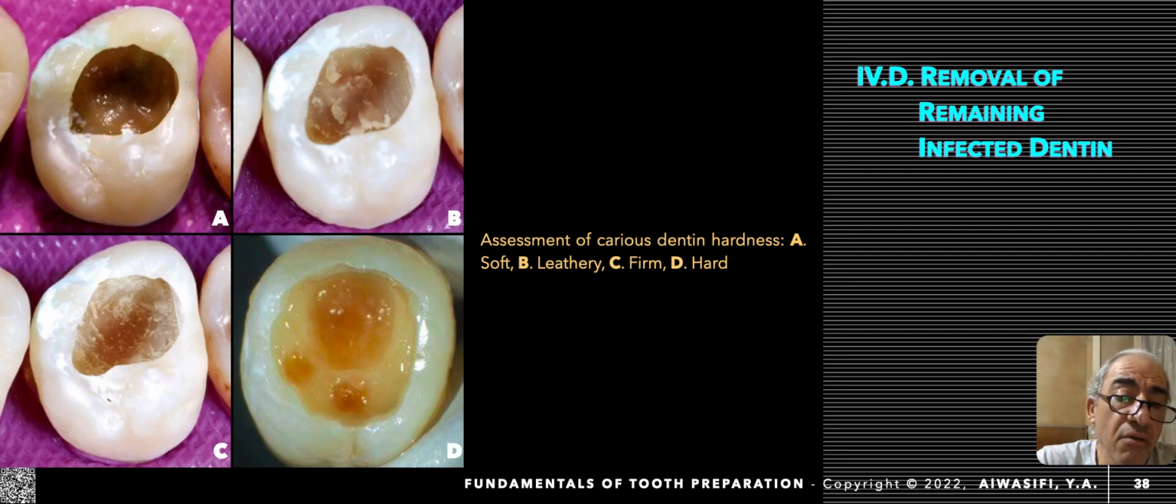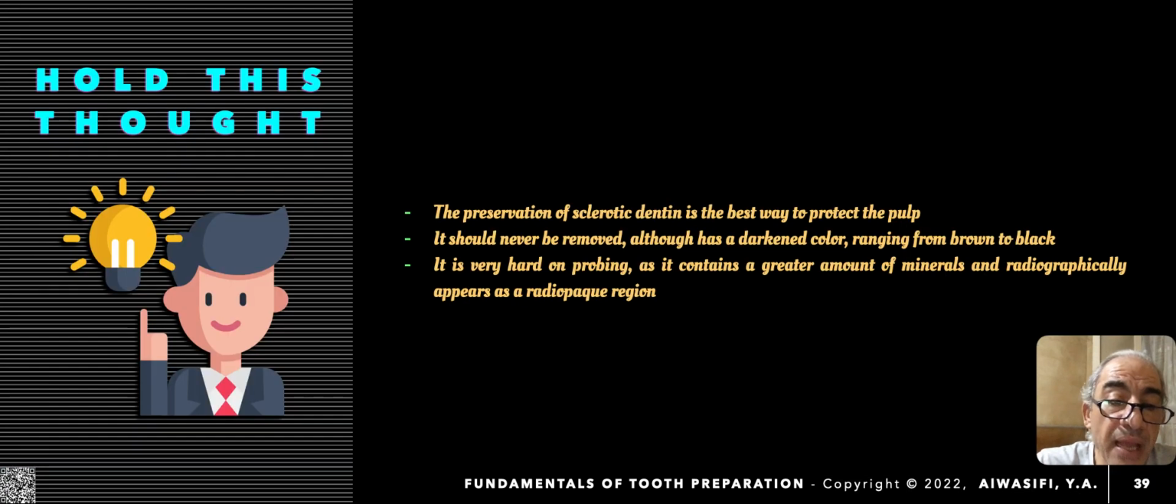This photo is showing the 4 types of dentine hardness, starting with A, soft, B, leathery, C, firm, and finally D, the hard one, and it is still discolored. The preservation of sclerotic dentine is the best way to protect the pulp. This is the best layer, where the dentinal tubules are blocked, or the pathways to irritate the pulp are blocked. This is the best condition. It should never be removed, although it has a darkened color.